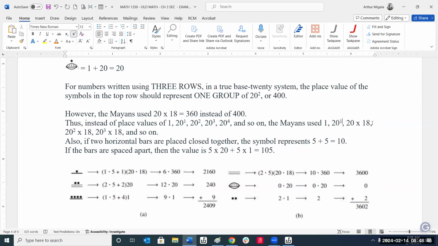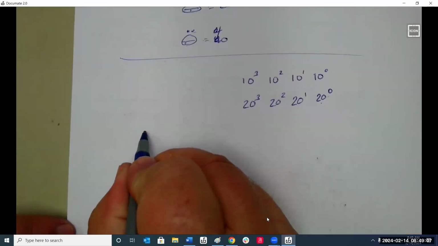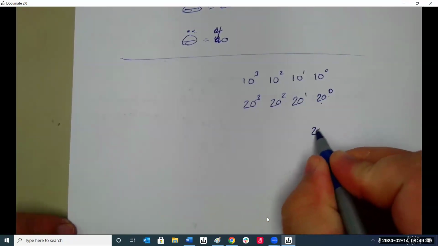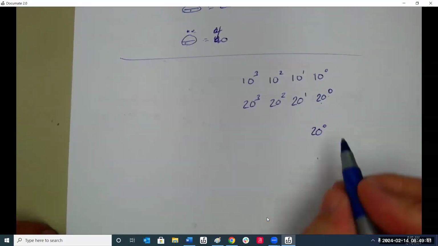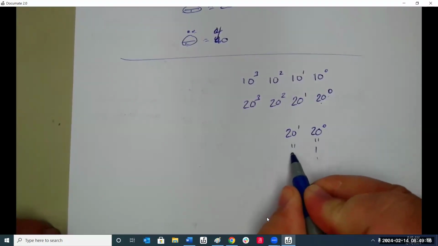So anyway, that's what the theory is. So 20 times 18 is what? 360, which makes sense now. So now, after that, all of the 20s increase, but the 18 stays there. So it goes like this. It goes 20 to the power 0, which is 1. 20 to the power 1, which is 20.